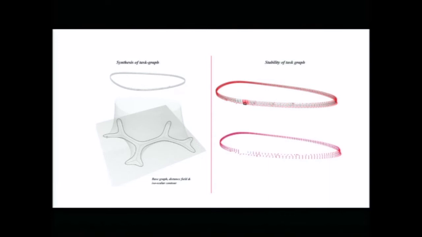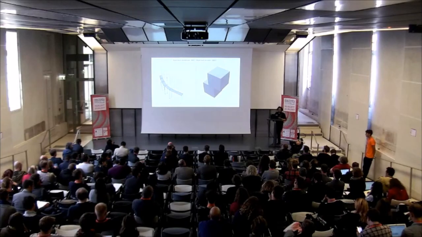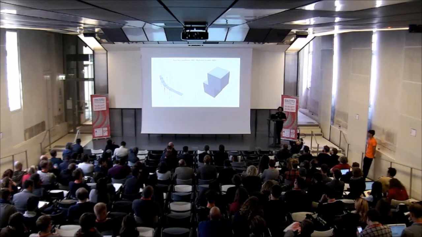So turning to the stability of the task graph itself, two groups of methods coming from the idea of rigid blocks become relevant. One is called rigid body dynamics, and the other is rigid block equilibrium, as I already previously mentioned. Rigid body dynamics is particularly useful in animation scenarios, whereas rigid block equilibrium is useful in the sense that it exposes the degrees of freedom and makes the designer aware of the various geometric information. Hence, the proposed research extends the rigid block equilibrium methods and not the rigid body dynamics aspect, which might be used in an animation scenario.